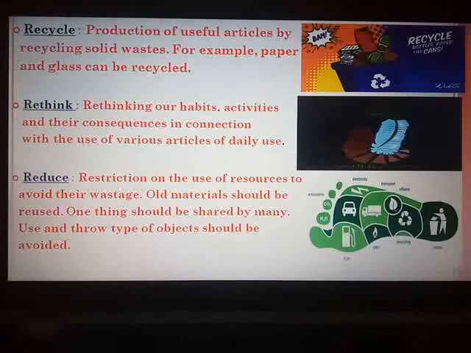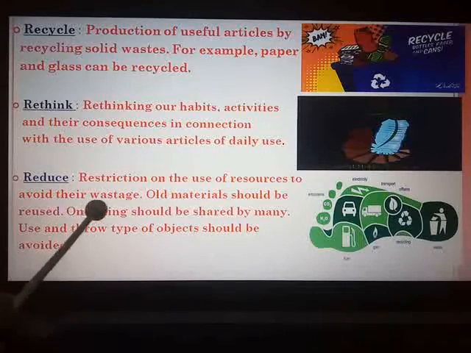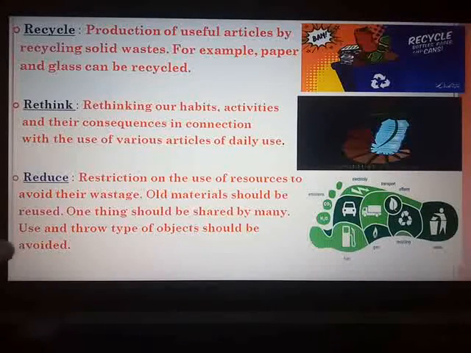Rethink. What do you have to think upon? You have to think upon your own ideas, your habits, your activities, what you are using, whether your use is putting our ecosystem, our environment in trouble, or whether the things I am using are beneficial for the environment. Reduce. Here you have to reduce the use of natural resources so that they will not get wasted and will become available to our future generations. At the same time, one thing should be shared by many people. Use and throw type of objects should be avoided.